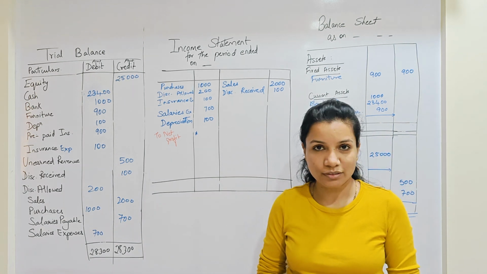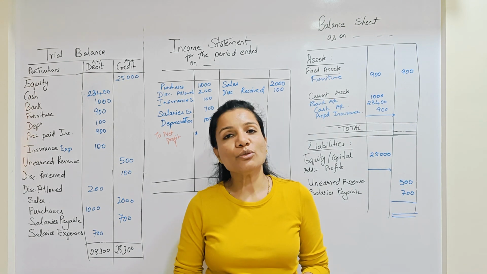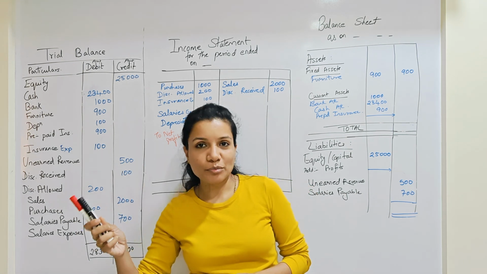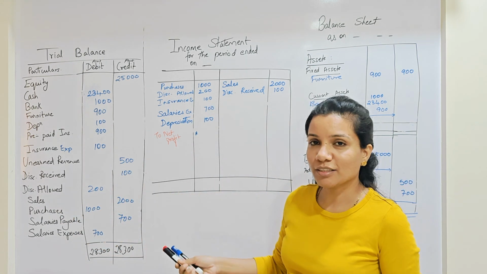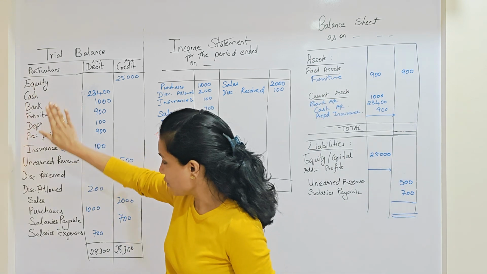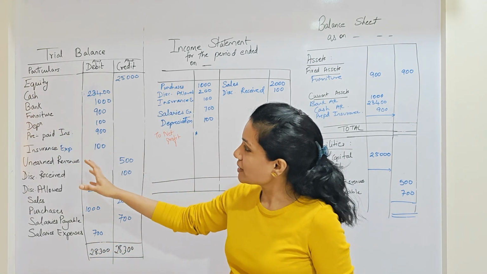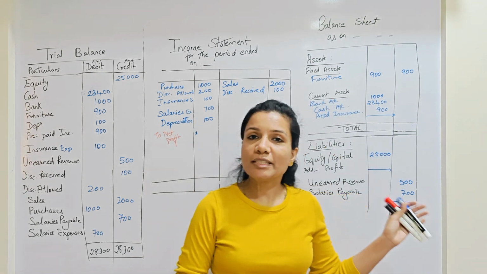This is our fourth video and we are going to continue with the same example that we've been taking from video number 1 to the third video. Now this was the trial balance we prepared in the third session and we are going to take the same example and prepare the income statement and balance sheet.